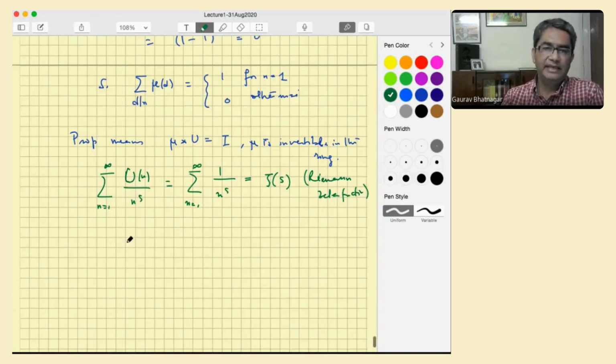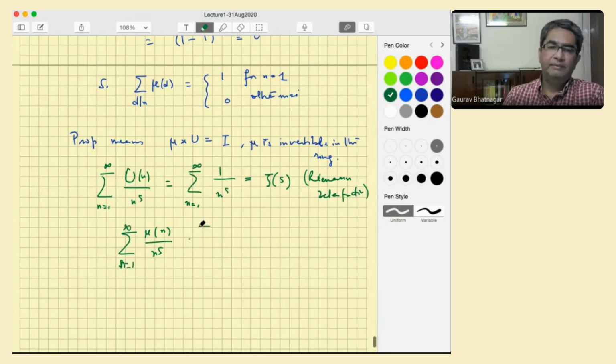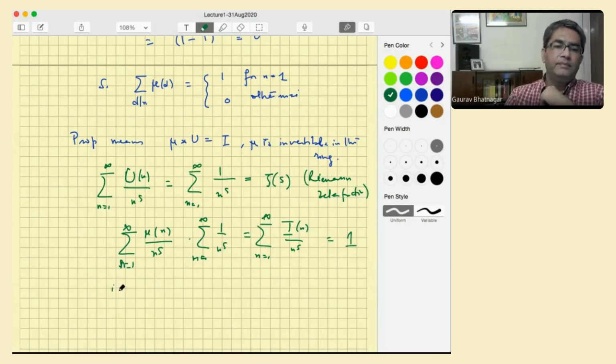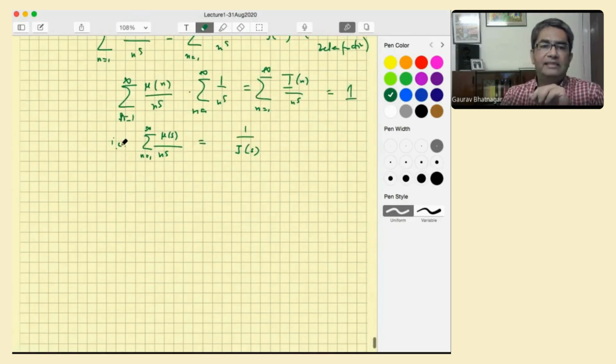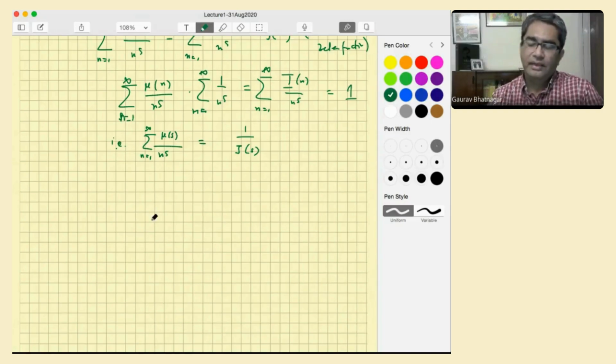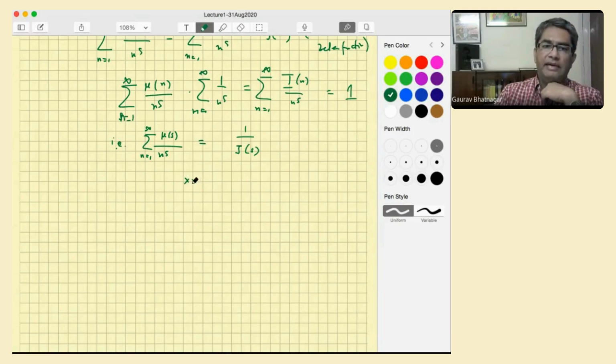So what is this story saying? This is saying that the summation of mu of n over n raised to s, n going from 1 to infinity, times the summation of 1 over n raised to s, n going from 1 to infinity, is going to be equal to the summation of I of n over n raised to s, n going from 1 to infinity. But I of n is just 1, right? I of 1 is 1 and the rest are all 0. So what this is saying is that this guy right here is 1 over zeta of s. So that's the significance of mu.